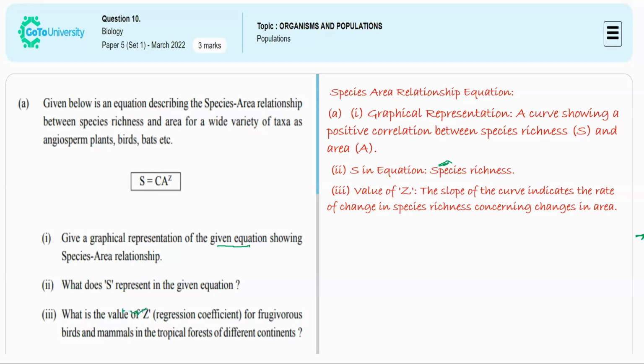What does the S represent in the given equation? What is the value of Z for the frugivorous bird and mammal in the tropical forest of different continents? So one by one we'll solve the question. Here the curve, exactly as explained in the CBSE textbook, for the species-area relationship explains the positive correlation between the species richness and area.